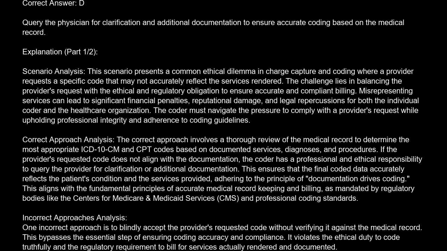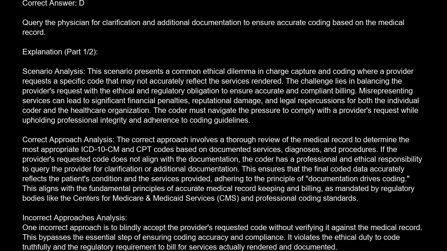Correct approach analysis. The correct approach involves a thorough review of the medical record to determine the most appropriate ICD-10-CM and CPT codes based on documented services, diagnoses, and procedures. If the provider's requested code does not align with the documentation, the coder has a professional and ethical responsibility to query the provider for clarification or additional documentation. This ensures that the final coded data accurately reflects the patient's condition and the services provided, adhering to the principle of documentation drives coding. This aligns with the fundamental principles of accurate medical record keeping and billing, as mandated by regulatory bodies like the Centers for Medicare and Medicaid Services, CMS, and professional coding standards.